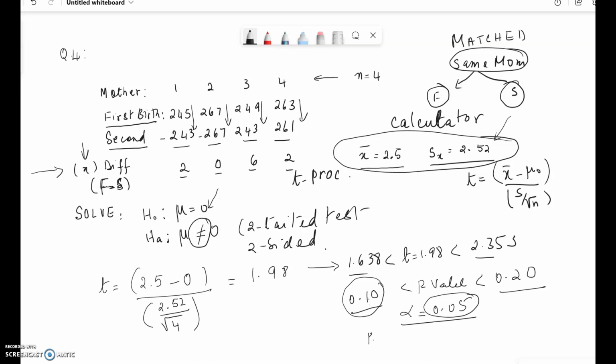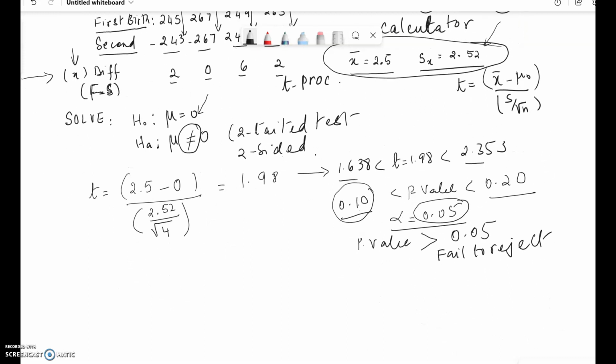So p-value is definitely greater than 0.05. So we fail to reject. So what is our conclusion? So we conclude we do not have evidence.